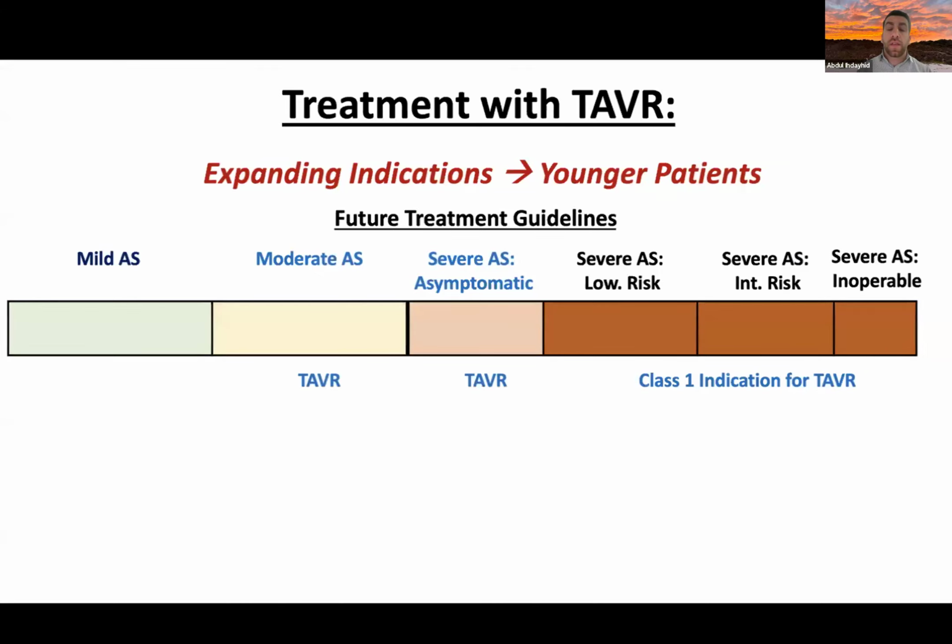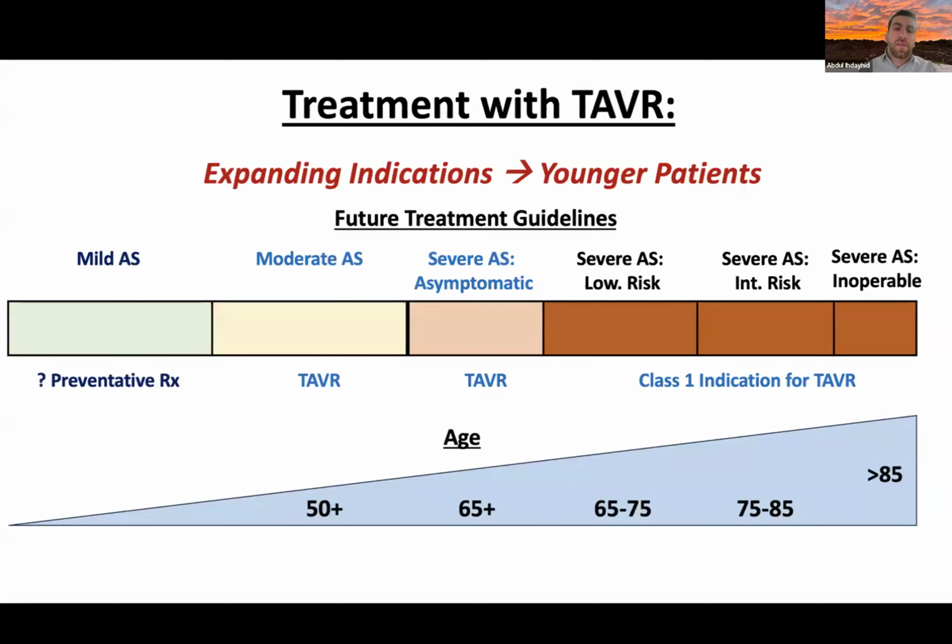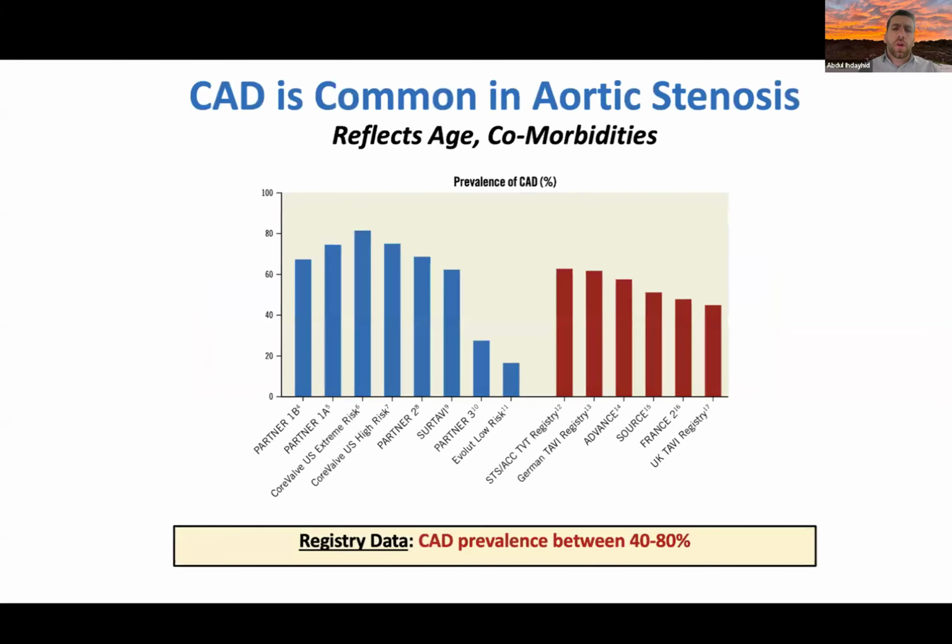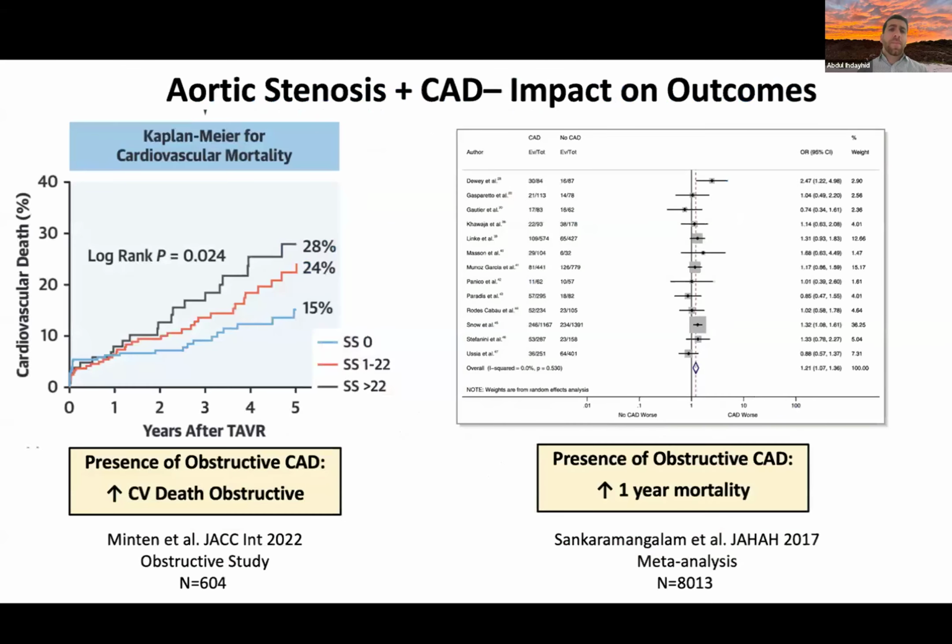We're going to see late breakers at TCT that are going to tell us about asymptomatic severe AS and the treatment with TAVI. And in the next 2 to 3 years, we've got the moderate AS data that's going to come out. And as I said, increasingly the patient cohort that we're going to treat is younger. What we've learned from registry and randomized data is that the prevalence of coronary artery disease in aortic stenosis is quite high. It ranges between 40 to 80%, and that really reflects the differences in age and comorbidities between the different trials and the different cohorts of patients that we treat. There's often been a question about, well, what is the impact of coronary artery disease on outcomes?